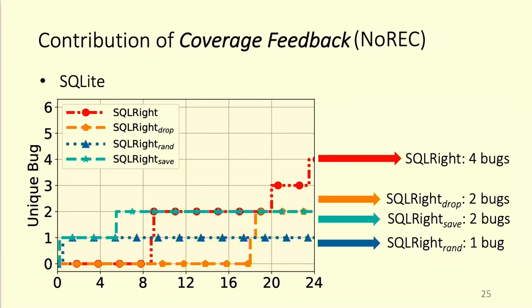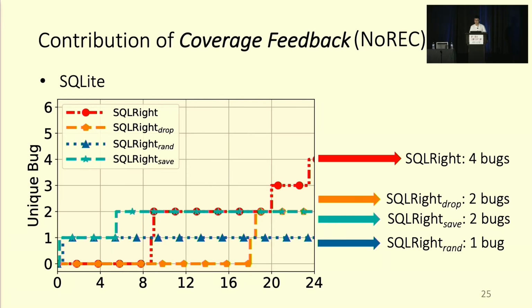And then we evaluate the coverage feedback. We remove the coverage feedback from SQLRight and form 3 baselines. The baselines either drop all the mutated queries, randomly save the mutated queries, or save all the mutated queries to the fuzzing queue. From the plots, we can see that the coverage feedback helps SQLRight find more bugs.